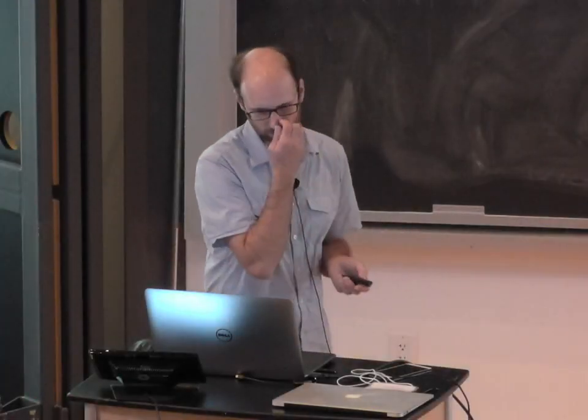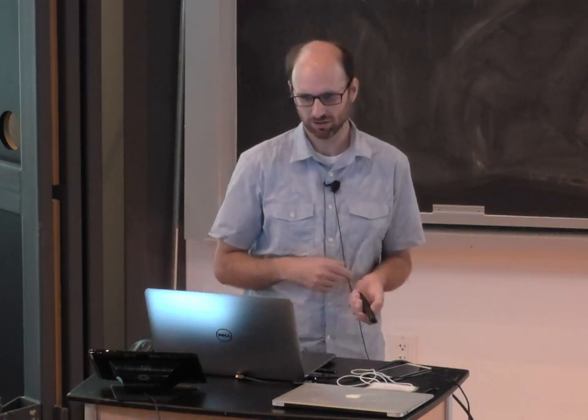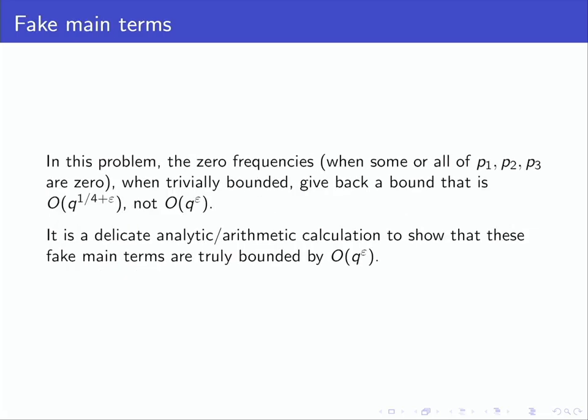So right, we're applying Poisson summation, and this is the Poisson formula. And when you plug in nu equals 0, that's what I would call the 0 frequency. Then often that gives you a main term. And if you just look at this, it's sort of an approximation of your sum by the integral. So plug in nu equals 0. And so far, I completely ignored all of these 0 frequencies. And when we were working on this, we ignored them for a really long time, because we thought, oh yeah, that should be pretty easy to deal with. But it turns out it's actually pretty tricky.